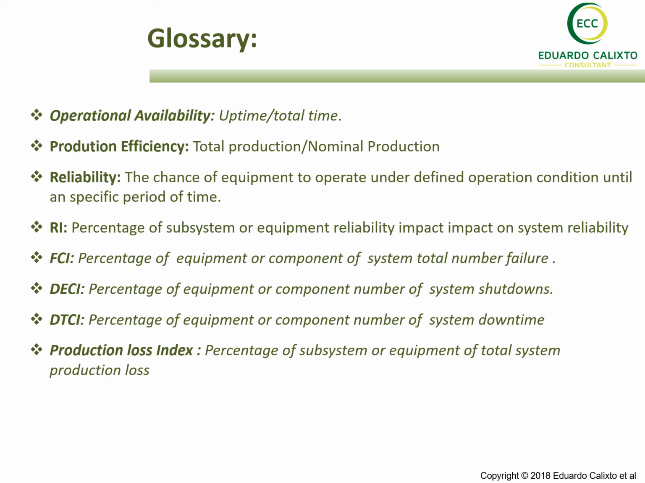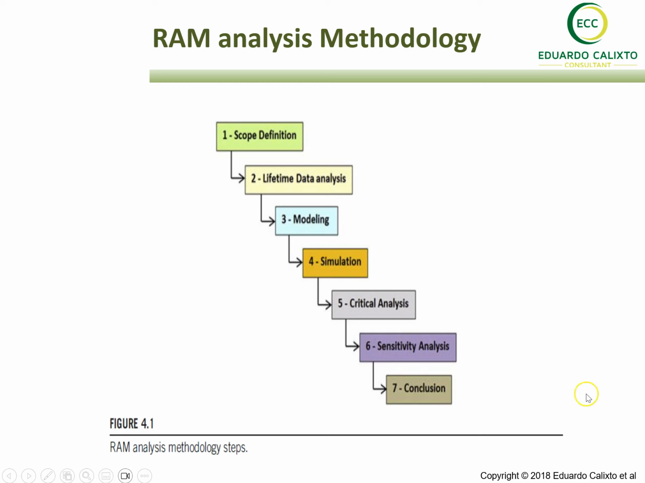We also have other indexes such as the failure critical index, the percentage of equipment or component of the system's total number of failures. Down event critical index, the percentage of equipment or component number of system shutdowns. Downtime critical index, the percentage of equipment or component of the system downtime. And production loss index, the percentage of equipment of the total system production loss. So I will present some of these indexes as a result of the critical analysis part of the RUN analysis.